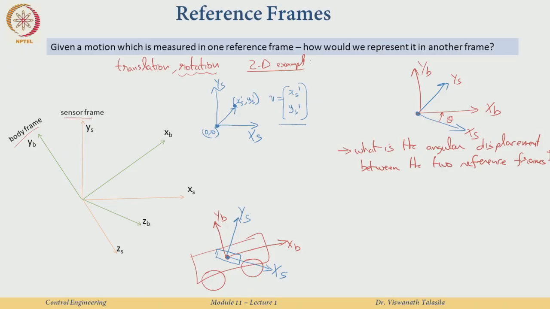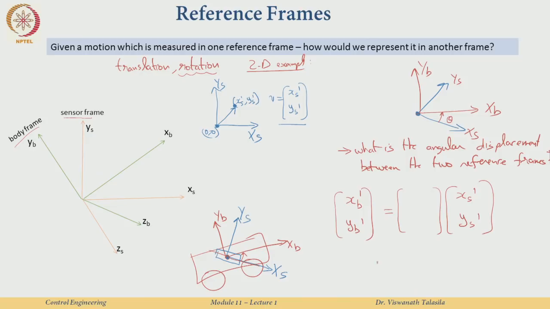And you can actually measure this, right? You can actually put some sensors over here, and you can say that there is an angular displacement between these two reference frames. Once you know that, you are just going to do the following. Given x sensor 1 and y sensor 1, I want to express this in my body coordinates. I want to know what is x body 1, y body 1, and the way you would do it is really simple.